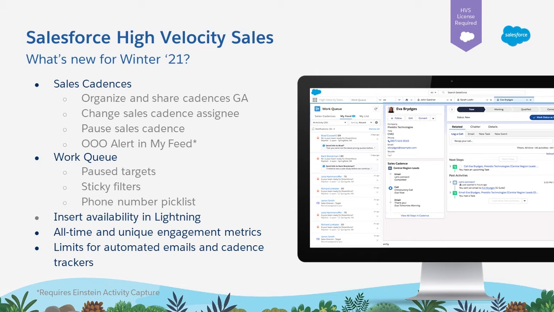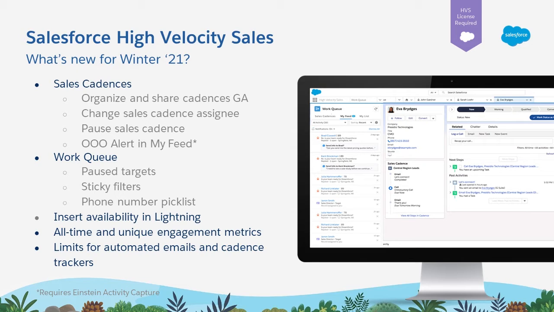One more enhancement to the work queue is our phone number pick list. In the past, only the number in the phone field could be called from the work queue. We've now opened it up so you can choose between the phone number and the mobile number right before you make the call. Next up, you heard from Karen that insert availability is now available in Lightning. This feature can be used with all HVS emails as well, so you can offer up meeting times that are free on your calendar.